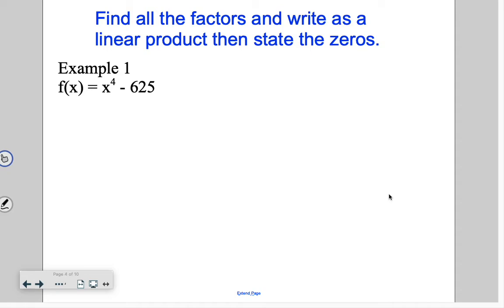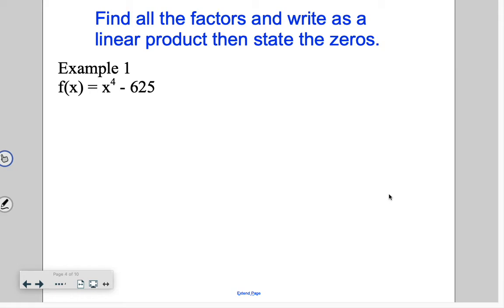What's the problem with synthetic or long division right now? We've got nothing to start with. Okay, somebody had asked last week, well, what do we do if you don't have something to start with? We'll talk about that in the next example, okay? And we'll get something. But right now, you don't have a factor to use for long division or a 0 to use for synthetic division, which means right now the only method we have is factoring.